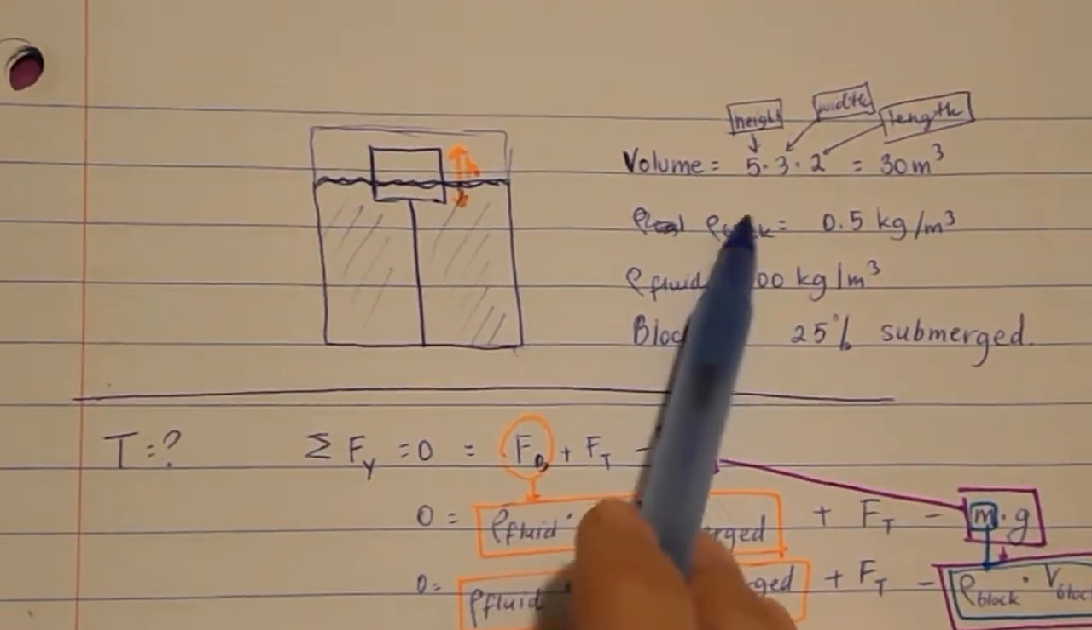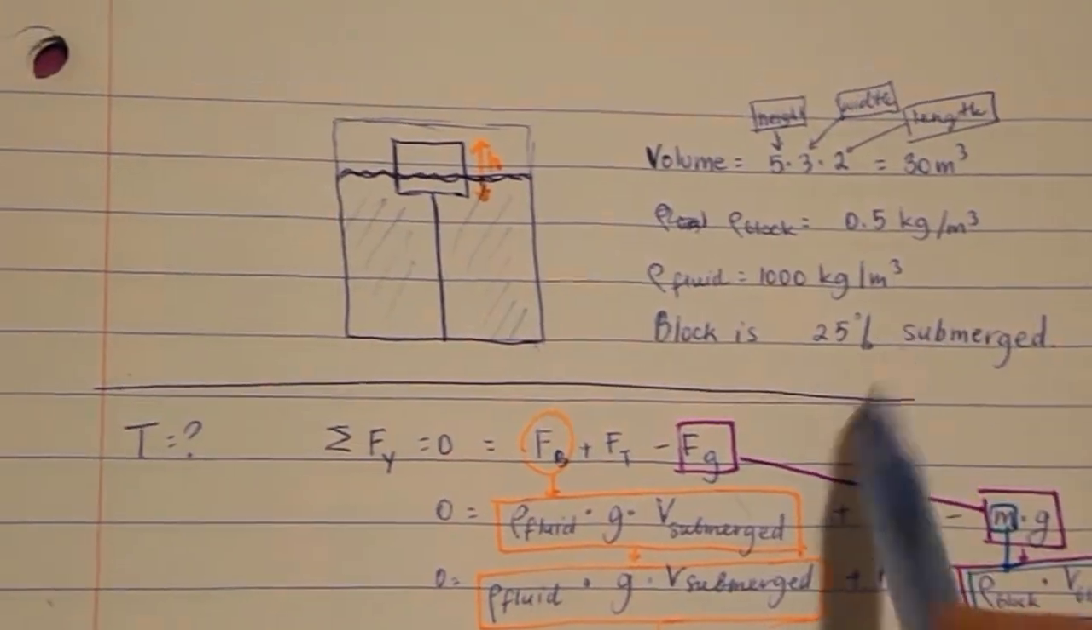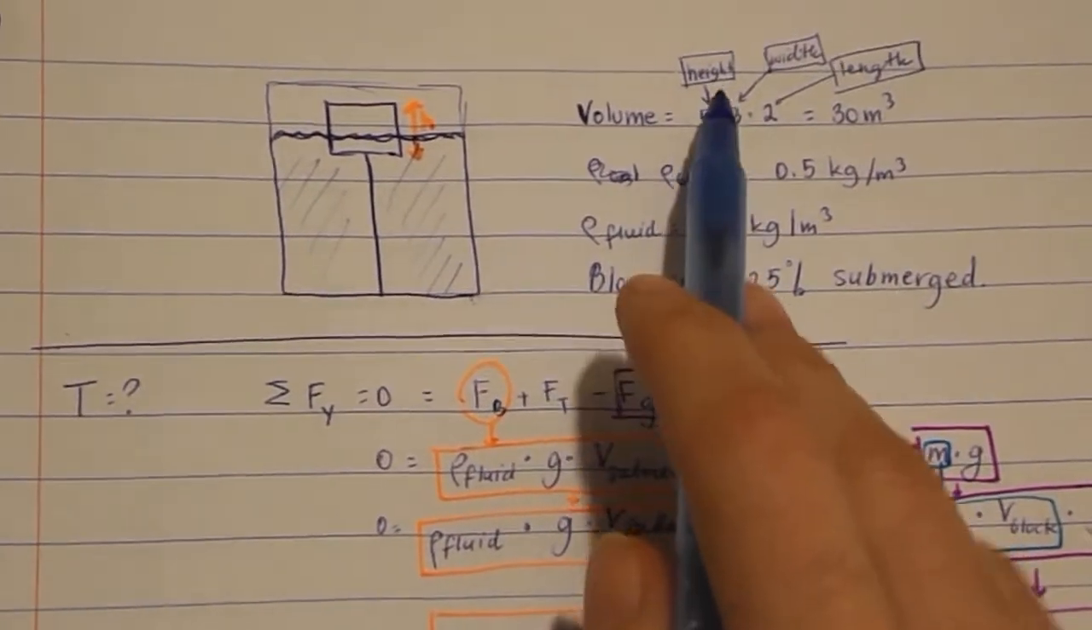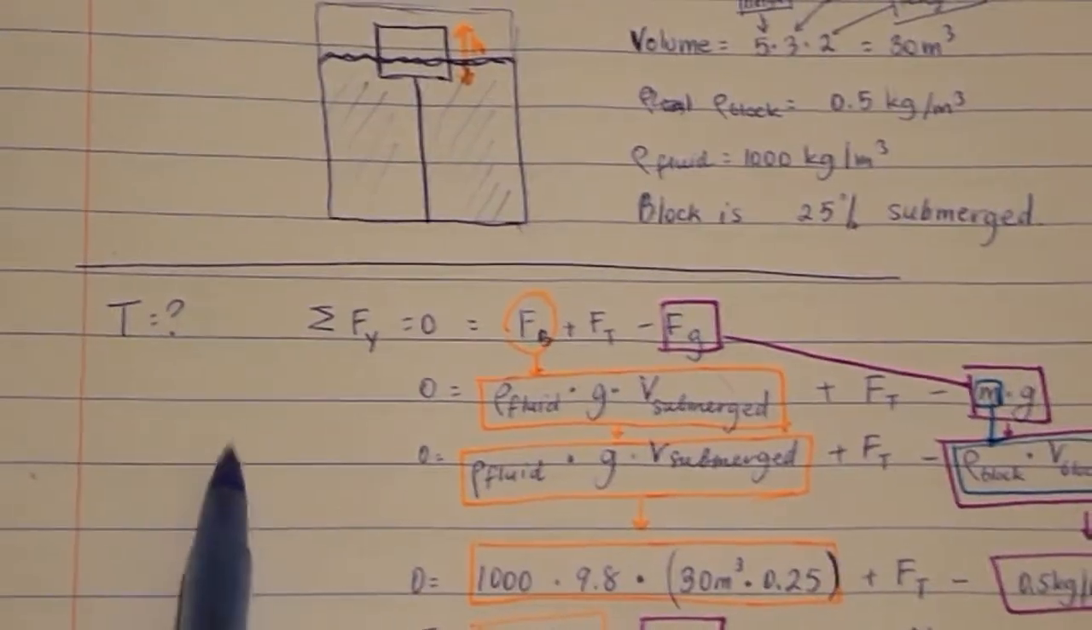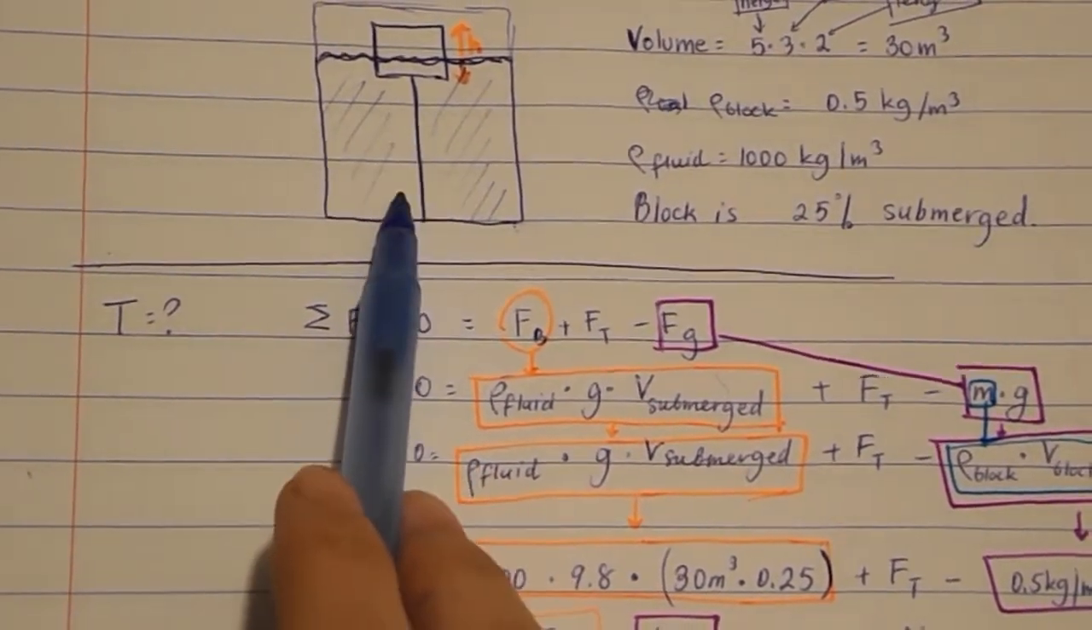Our height is 5 meters here. The width and length are not important, they'll be given. We'll use the height later in the problem. So the first question is about tension. What is the tension in this string?